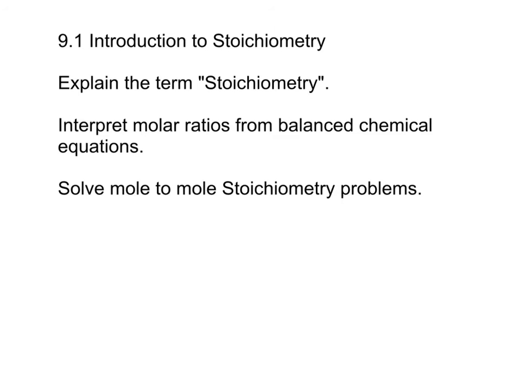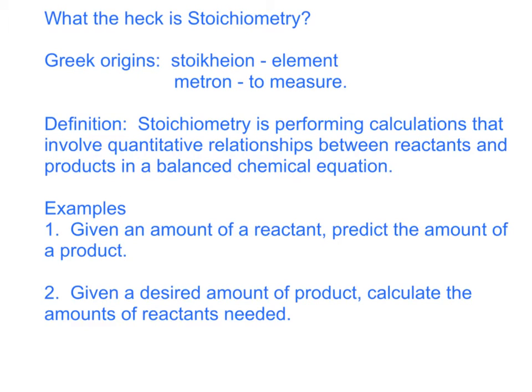Let's get to it. Alright, so what is stoichiometry exactly? Well, there are Greek origins to the word. Stoichion, I don't know how you say that, means element, and metron would be to measure. So you are measuring the elements, so to speak, or the number of elements. So the strict definition of this is stoichiometry is performing calculations that involve quantitative relationships between reactants and products in a balanced chemical equation. So quantitative means we can put numbers on things, and we can use the number of one thing to predict the amount of something else.